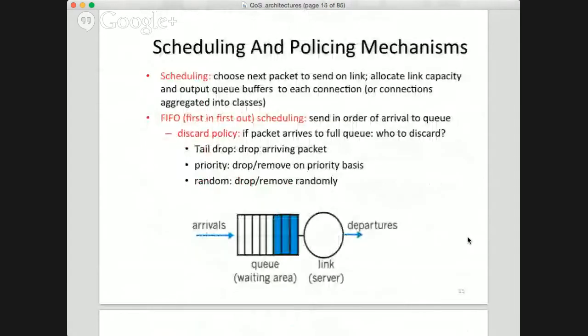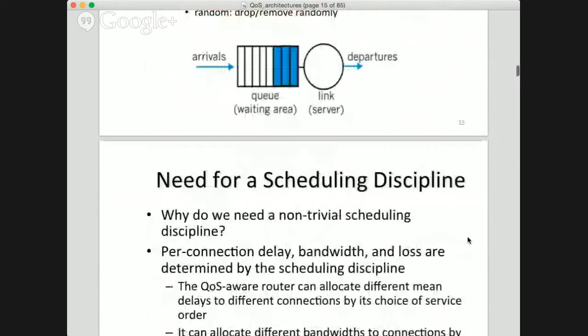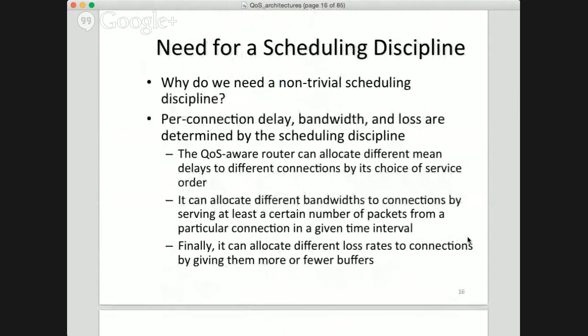Okay, so here we have what we just saw before, and we have this model that we will be working on. We have the server, which is the link, we have the queue, which is the waiting area, the buffer, and we have arrivals of packets. Okay, so why do we need a non-trivial scheduling discipline? Well, the reason is that the per connection delay, bandwidth, and loss, so all the KPIs that we talked about, are determined by the scheduling discipline. Why so? Well, assuming we have a quality of service aware router, so something which cares about quality of service, which is not the case in standard IP routers, right? What it can do is that by changing the service order, it can allocate different delays to different connections.